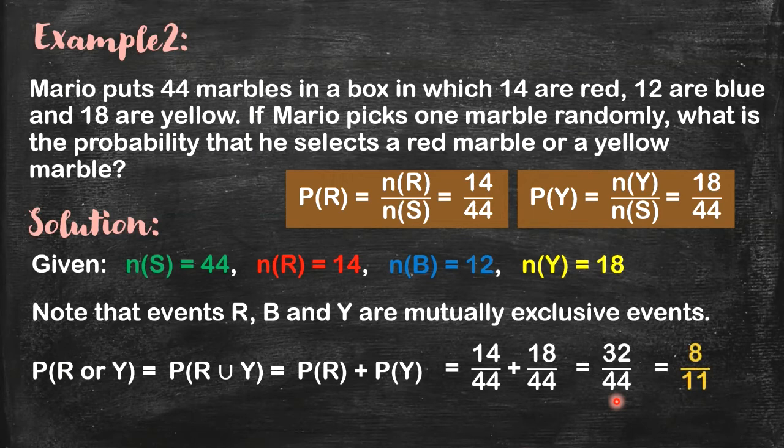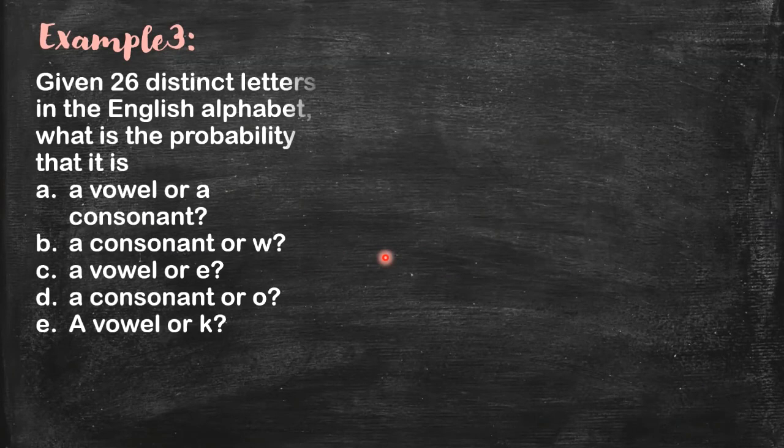Alright? Okay, I still have another example here. Let's try this third example. Okay, so we're going to answer this as fast as you can. Okay, we're not going to list down all the elements here because it's very easy to visualize all the elements because we are just going to deal with the 26 letters of the English alphabet. Alam na natin yan, right?